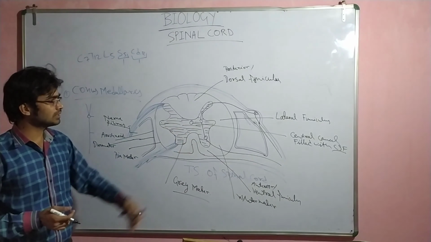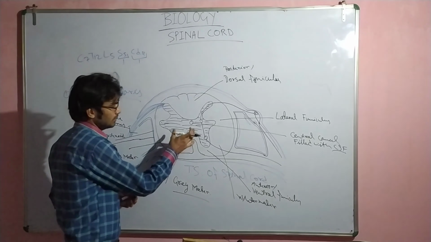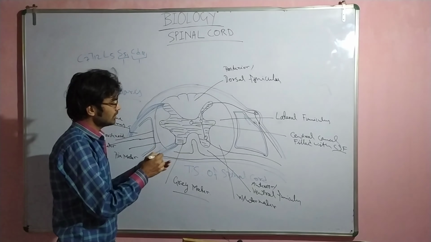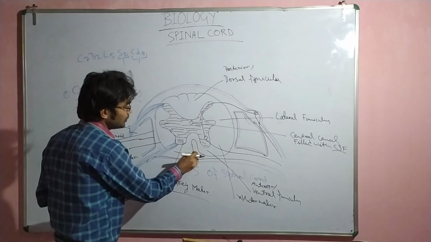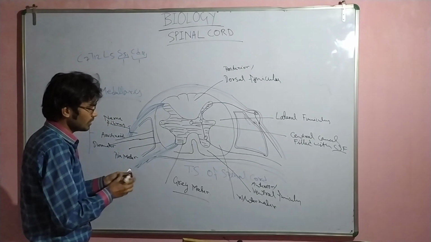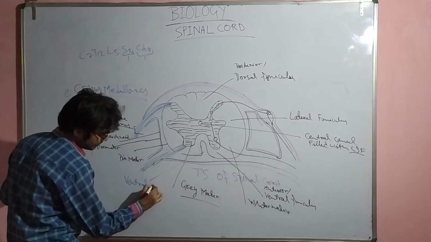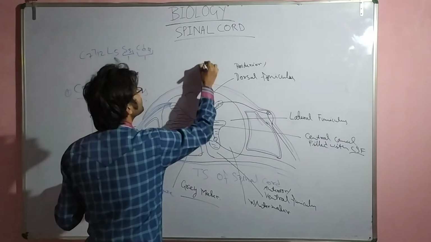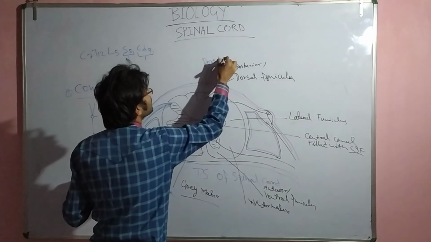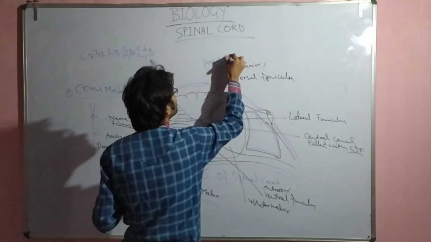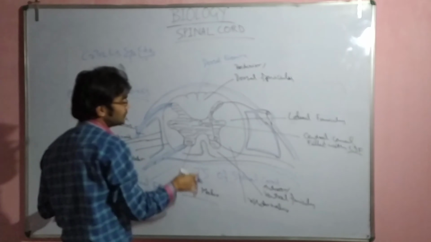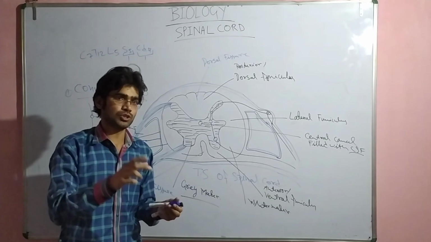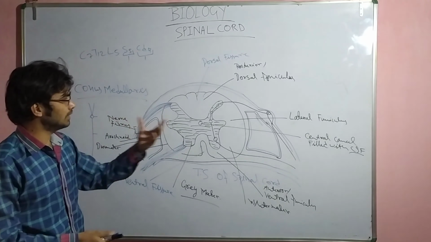This case is reversed in the brain. In the brain, the gray matter is present outside and the white matter inside. This fissure is known as the dorsal fissure, and both the fissures give its characteristic H-shaped structure.